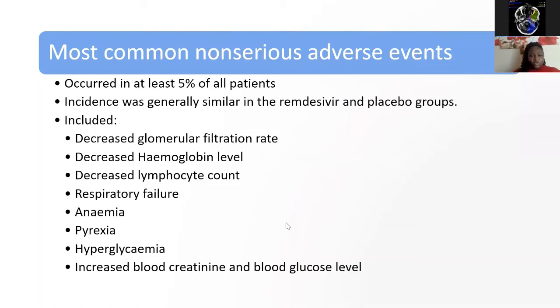So the common non-serious adverse events included decreased GFR, decreased hemoglobin level, decreased lymphocyte count, respiratory failure, anemia, pyrexia, hypoglycemia, increased blood creatinine and blood glucose level. Most of these adverse effects, you even find them normally in a COVID-19 positive patient, not even in Remdesivir. So that's why it's been listed as non-serious adverse events.